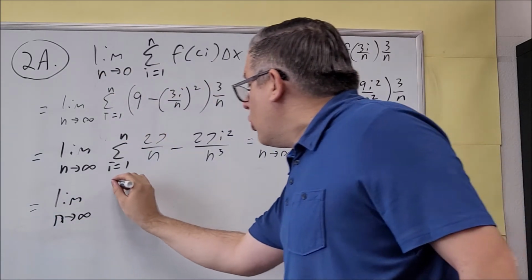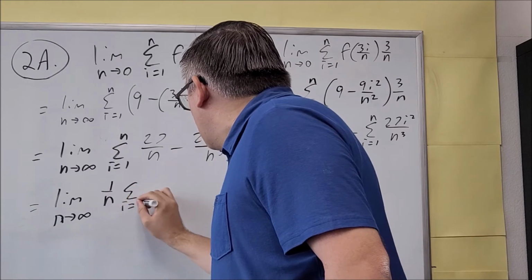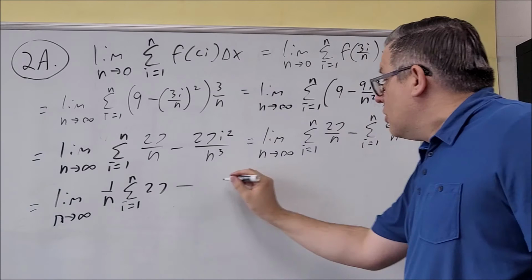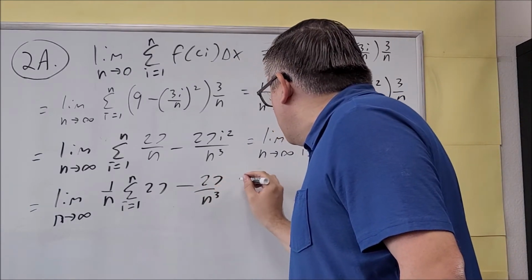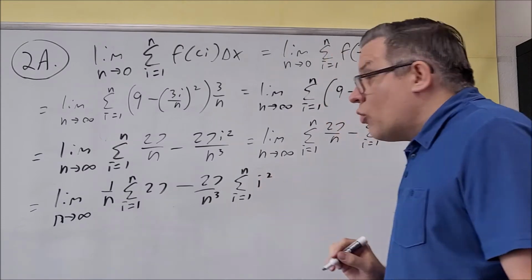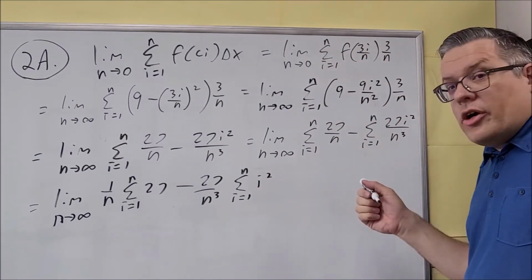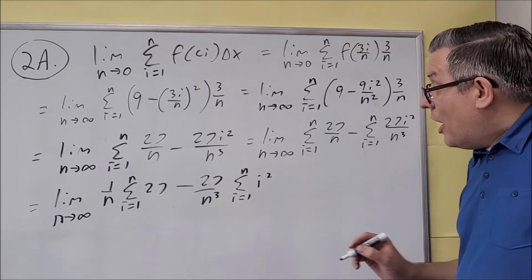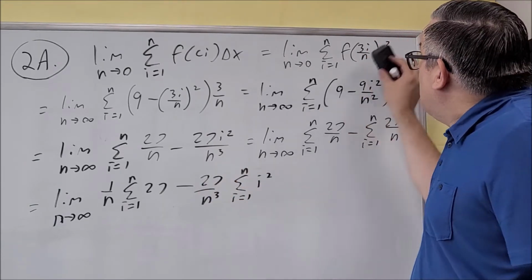So this one we're going to do 1 over n, summation i equals 1 to n of 27. Then minus this one, we're going to take 27 over n cubed, summation i equals 1 to n of i squared. Now we're at the point where we're ready to put in the special summation formulas for each one of these. So I'm going to go ahead and put that up here.